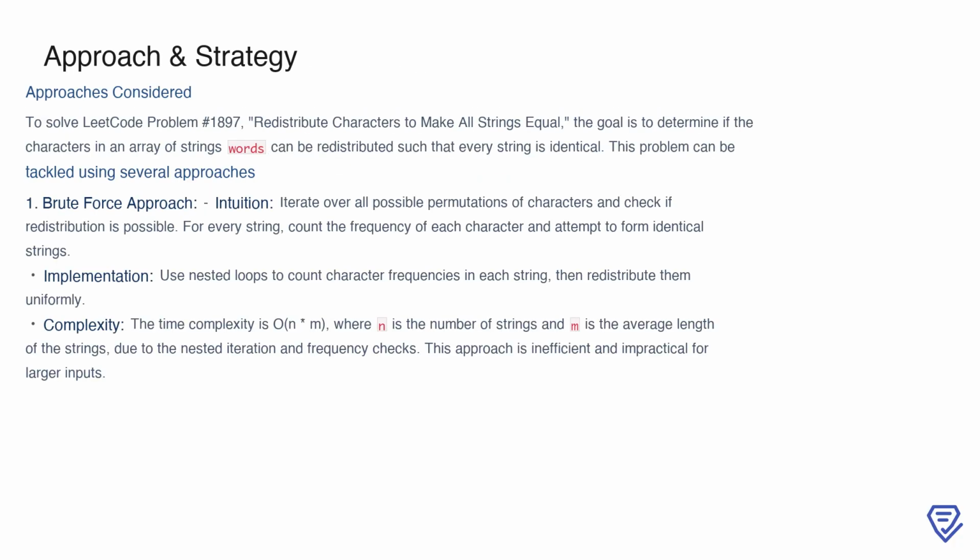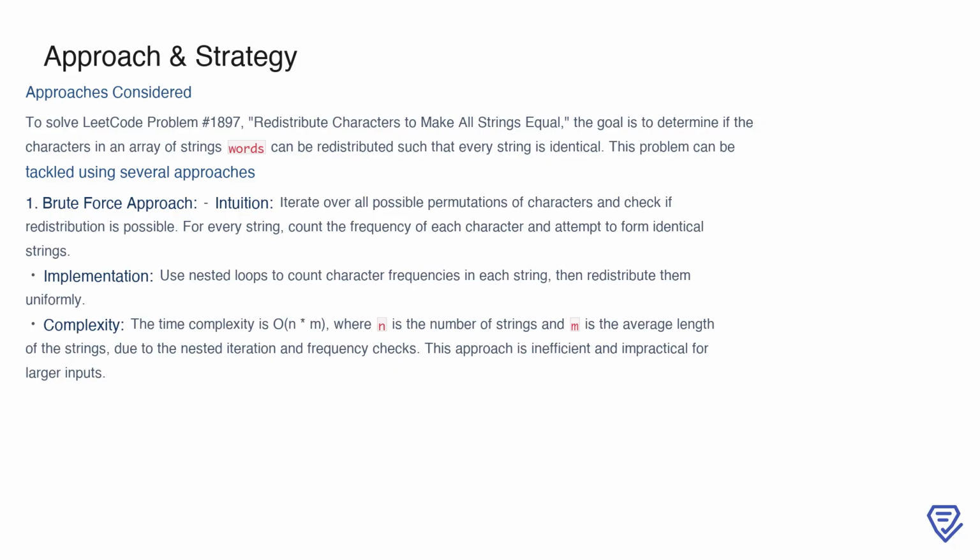To solve the problem of redistributing characters to make all strings equal, we start by exploring different approaches. The first is the brute force approach. Here, the intuition is to examine every possible way to redistribute the characters among the strings. For each string, we calculate the frequency of each character and then attempt to rearrange these frequencies uniformly across all strings. This requires nested loops, one to count the frequencies and another to test redistributions. The main drawback of this approach is its inefficiency, as the time complexity is O(n * m), where n represents the number of strings and m is the average length of the strings.